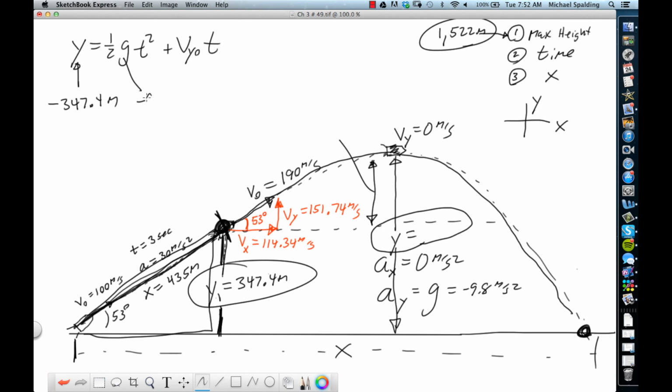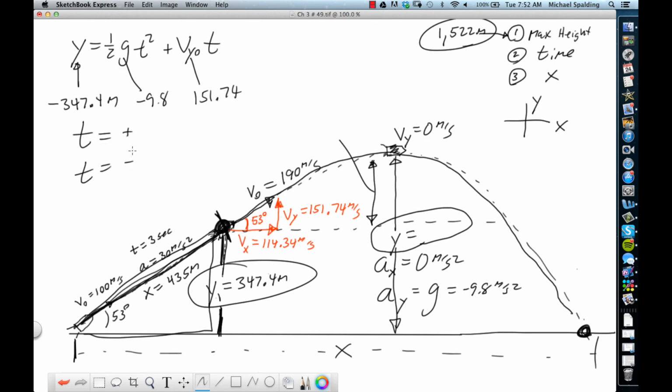Okay, g would be negative 9.8. Vy initial is what? 151.74. So you know what? Let's just leave it at that. I'll tell you how you could have avoided the quadratic, but let's just do this. You're going to get two answers when you do the quadratic. One is plus, the other one's minus.